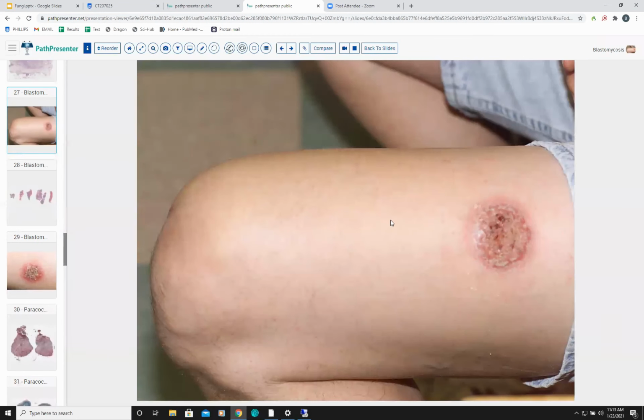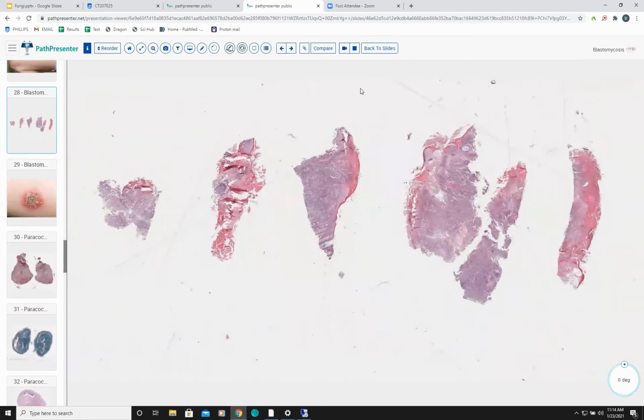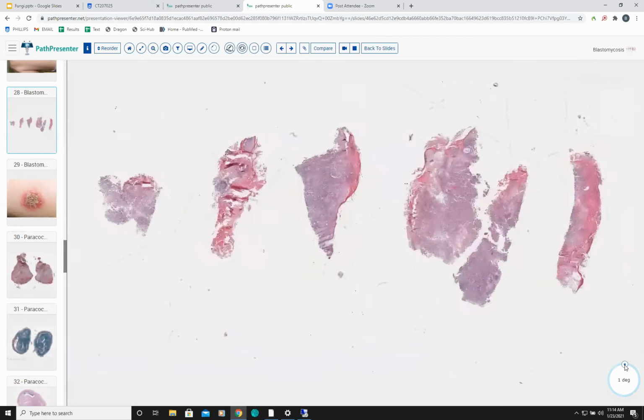Here's another clinical of blastomycosis, which is an erythematous crusted plaque. And here is another histology of blasto.